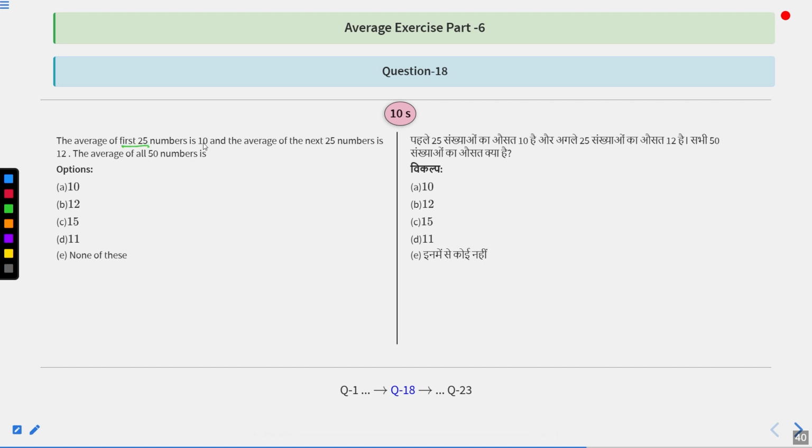The average of the first 25 numbers is 10, and the average of the next 25 numbers is 12. The average of all 50 numbers is? You have 5 options and 10 seconds to analyze the question. Your time starts now.